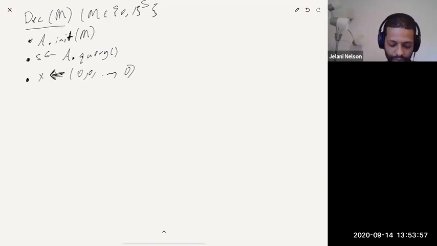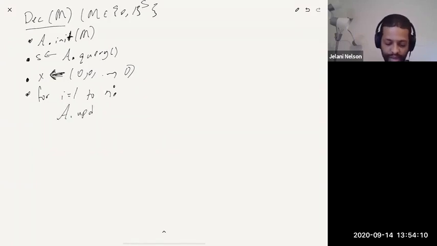And then I'm going to have a for loop for i equals 1 to n. I want to determine, is x_i 1 or not? So what I'll do is I will append i to the stream, so A.update(i). And then what will I do? Then I'll query A.